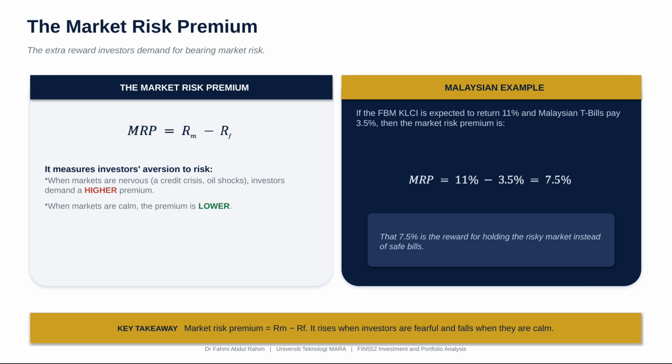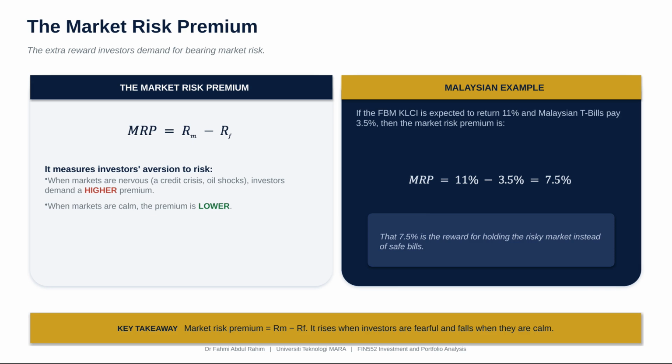Let me make it concrete with the Malaysian example on the right. Suppose the FBM KLCI, our market index, is expected to return 11%, while Malaysian treasury bills, the safe asset, pay 3.5%. Then the market risk premium is 11% minus 3.5%, which equals 7.5%.